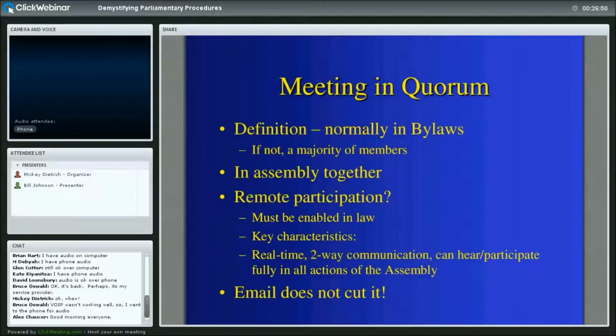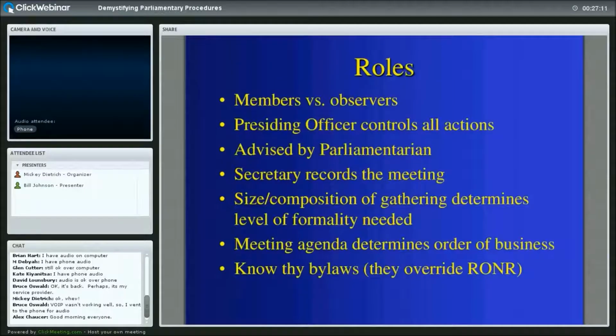And that doesn't happen, for example, by email. So people say, oh, we're going to allow email voting. Well, email voting means that you don't have an option for participation in the debate, which is supposed to occur before you vote. And so that's not real-time two-way communication, and that's not the kind of thing that's legit under Robert's Rules.